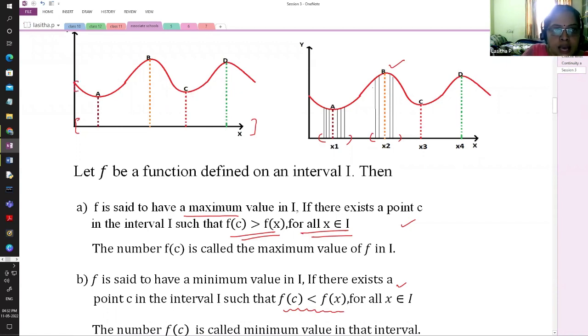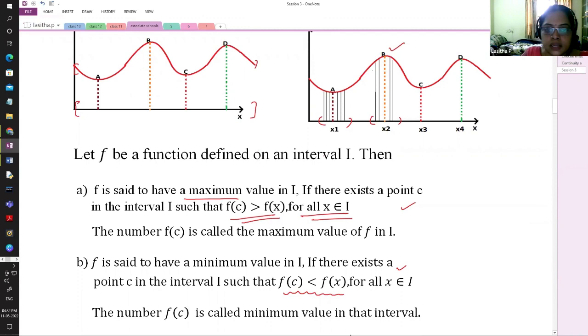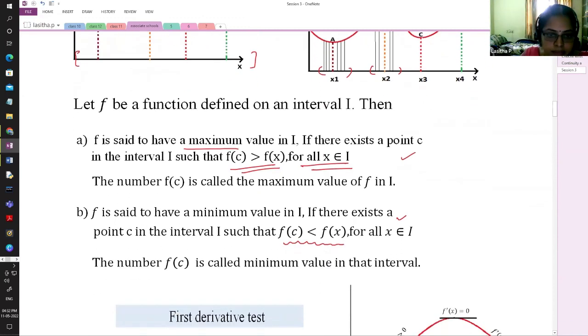Only one thing we have to point out here: for absolute maxima and minima, the closed interval points will be considered. Whereas local maxima and minima are always checked in an open interval only. So even if a closed interval is given in the question, local maxima and minima will be checked only in the open interval. That we have to insist, keep on saying.